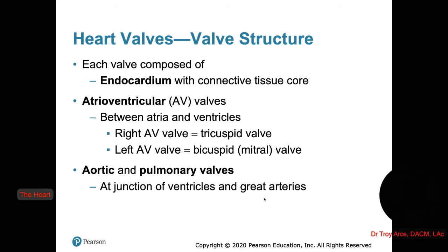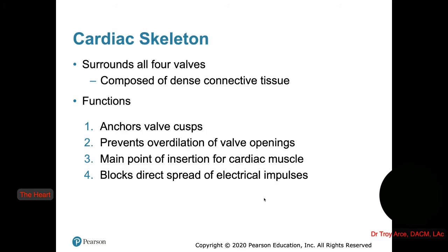So hopefully this organized things a little bit more for you on the heart. Let's talk about the cardiac skeleton that surrounds all four valves. It's composed of dense connective tissue. The functions of the cardiac skeleton: it anchors these valve cusps, prevents overdilation of valve openings, and is the main point of insertion for cardiac muscle. It provides attachment points for the cardiac muscle and blocks direct spread of electrical impulses.